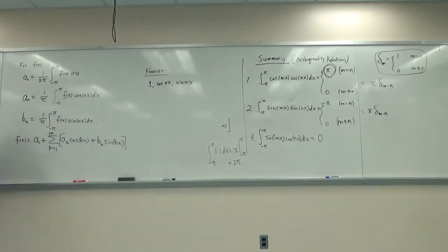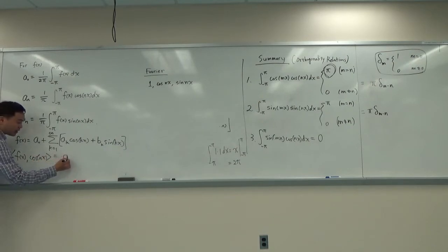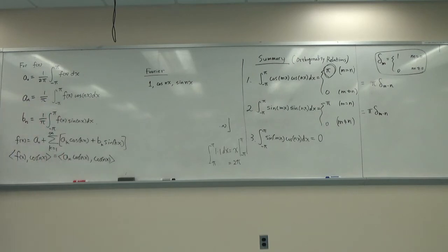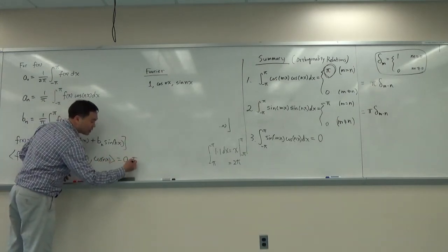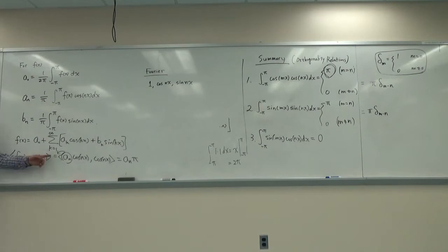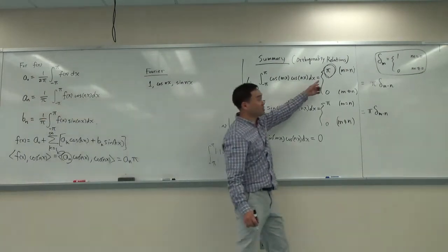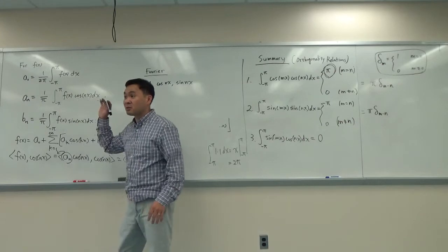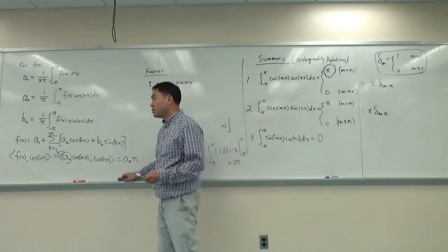But the only time that's non-zero is when k actually equals n. Then what happens is that if you do f(x) inner product with cosine nx, this becomes a_n cosine nx, comma, cosine nx, just like that. Okay, and then you can bring the a_n outside. It gives you a_n times pi, which is the inner product of cosine nx with itself, right? And then you divide by pi, and that's it. That's how you get this form. Is that good? Right. Okay.